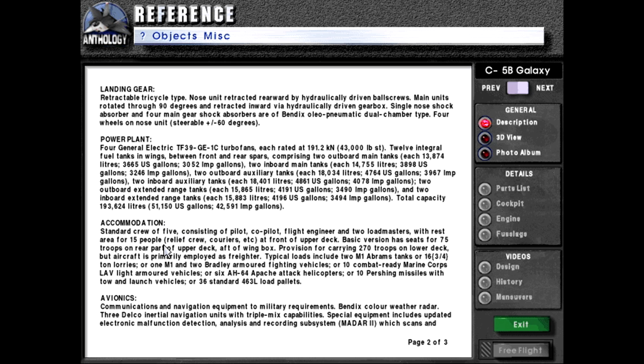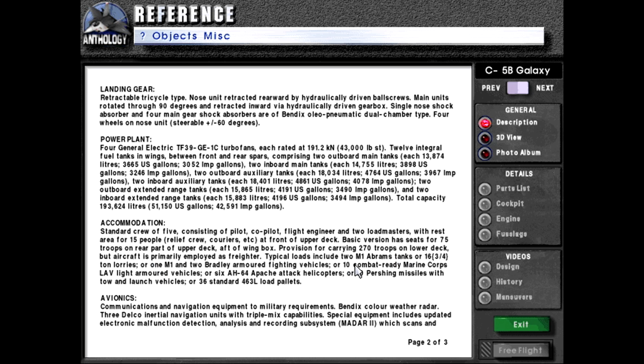Accommodation: standard crew of 5, consisting of pilot, co-pilot, flight engineer, and 2 loadmasters, with rest area for 15 people, relief crew, couriers, etc., at front of upper deck. Basic version has seats for 75 troops on rear part of upper deck, aft of the wing box. Provision for carrying 270 troops on lower deck, but aircraft is primarily employed as a freighter.